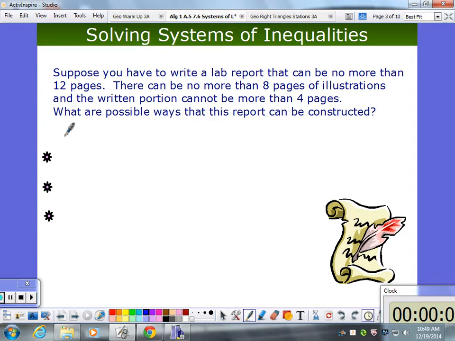So let's do this. How about we let x equal the number of pages with illustrations, and we're going to let y equal the number of pages of written work. So let's think about what kind of inequalities we can set up here. When you think of any inequalities we can set up, what do you think, Claire? 8 x.